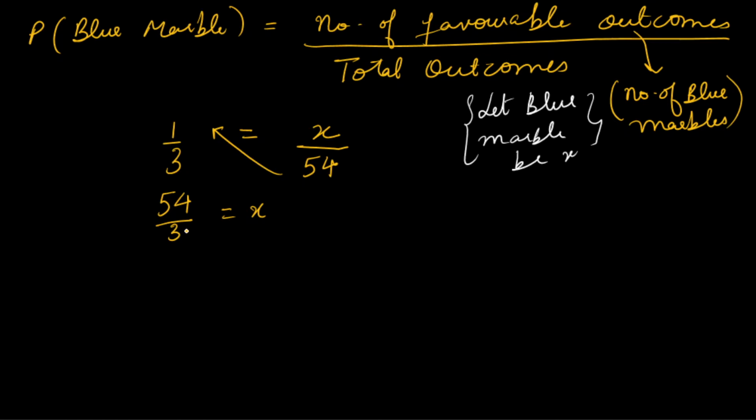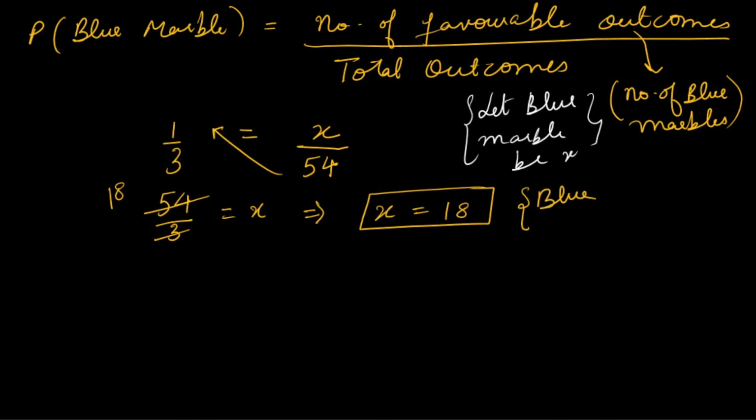So you can do cancellation here. 3 into 18 is 54. So from here we got the value of x. x is equal to 18. And 18 is what? Blue marbles. So we got the number of blue marbles.